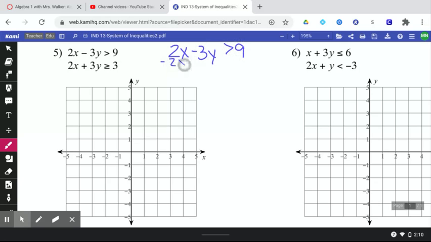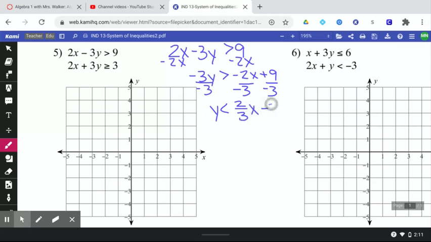I'm going to subtract my 2x over. So I get -3y is greater than -2x plus 9. Dividing by -3. Dividing by a negative number makes me flip it. So we got +2/3 x minus 3. So here we are going to have a dashed or dotted line, and we're shading below.